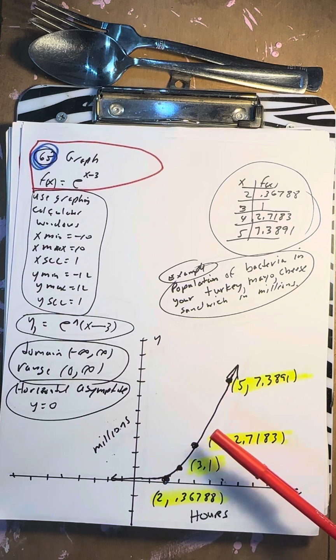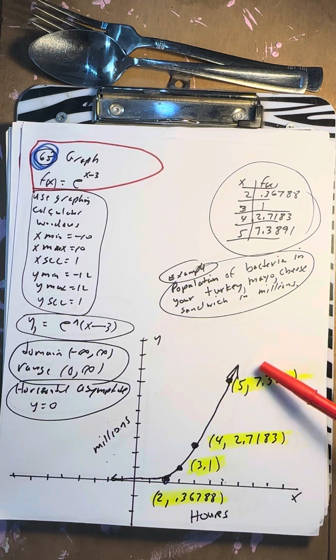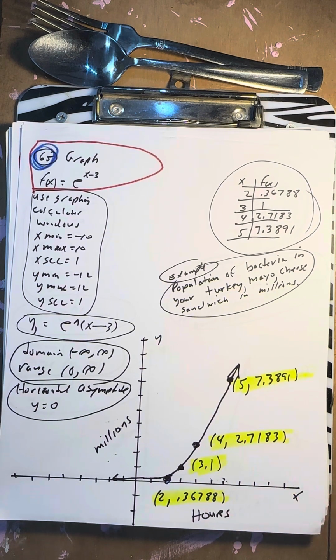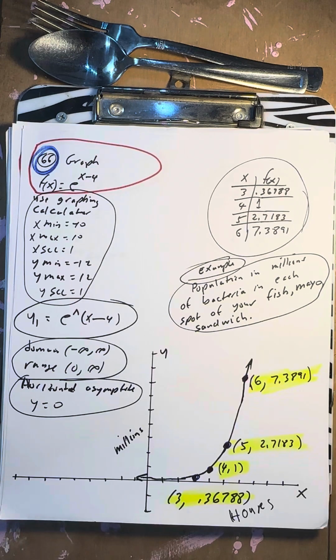keep going. Example is population, I don't know, in your turkey mayo sandwich, cheese sandwich, was in millions. These are millions. 1 million, 2.7 million, 7 million, it grows exponentially, okay? Hours go by, there's more. All right. Oh, another one.